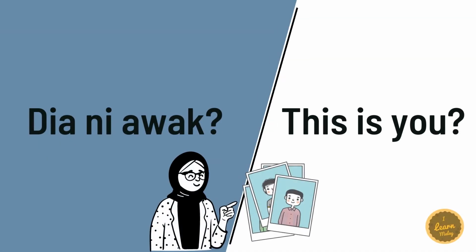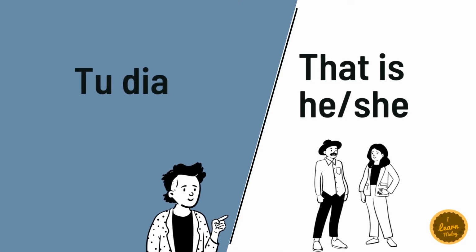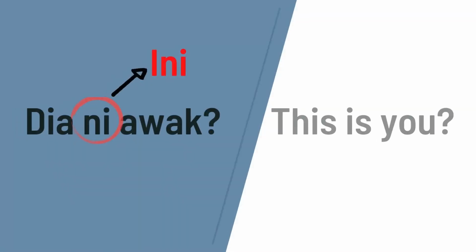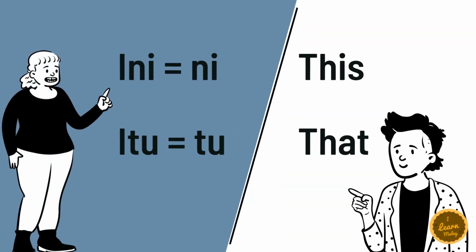Dia ni awak, this is you, while pointing to a photo, for example. Tu dia, that is he or that is she. Here the word ni is a short form of the word ini in Malay, which means this, and tu is short for itu, which means that. We use ni and tu a lot when we speak casually.